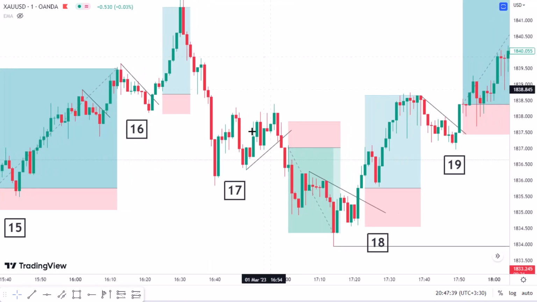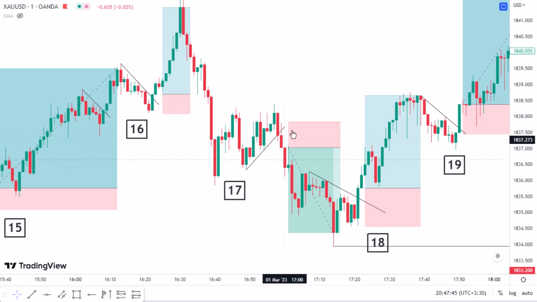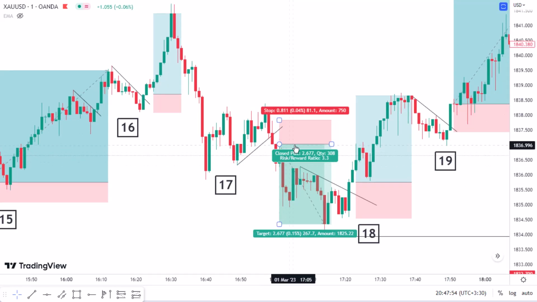On trade 17, we have a trend line here which was like this, actually with 2 touches. When we see this shadow, we extend it, and this candle breaks this trend line, we enter the sell position, put our stop loss above the candle, and it gives us a reward of 3.3.